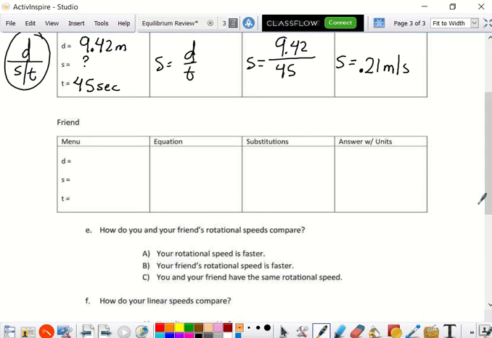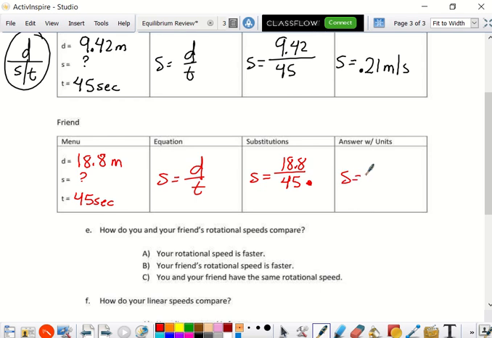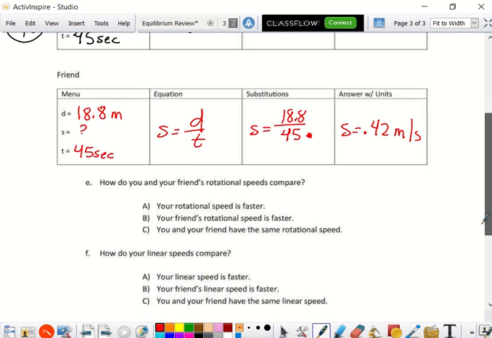My friend, we're going to use the same equation, but they went a lot further. They went about 18.8 meters in 45 seconds. Same equation, but a further distance, so they are going to have a faster speed than I did. They end up with 0.42 meters per second. I'm going about 21 centimeters in a second. They're going 42 centimeters in a second.